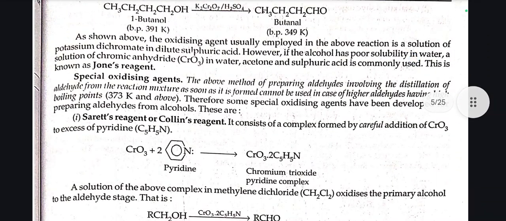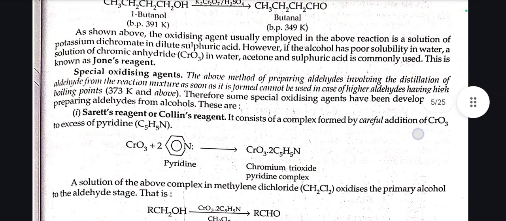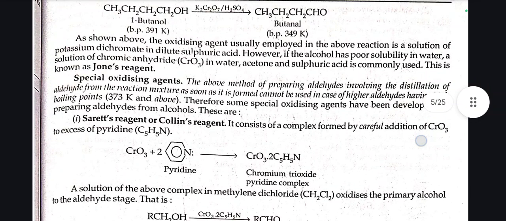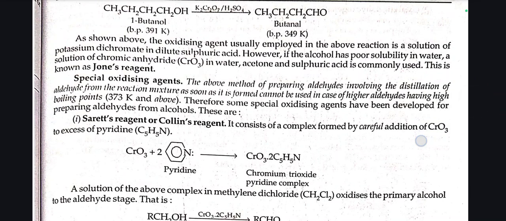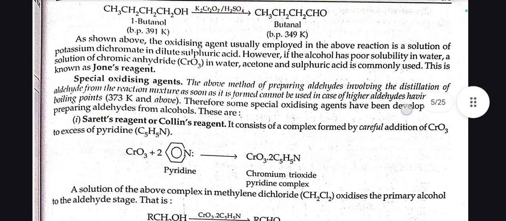As shown above, the oxidizing agent usually employed in the above reaction is a solution of potassium dichromate in dilute sulfuric acid. However, if the alcohol has poor solubility in water, a solution of chromium trioxide CrO3 in water, acetone and sulfuric acid is commonly used. This is known as Jones reagent.